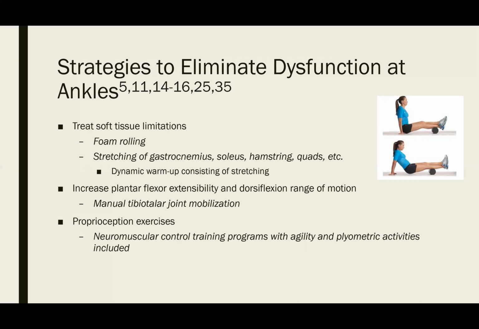So it's important to treat soft tissue limitations to reduce the range of motion restrictions or dysfunction that occur as a result of poor muscle extensibility. So some strategies to implement are foam rolling and stretching of the gastroc, soleus, hamstrings, quads, and overall lower extremity muscle is essential.